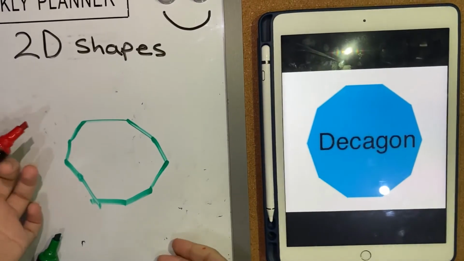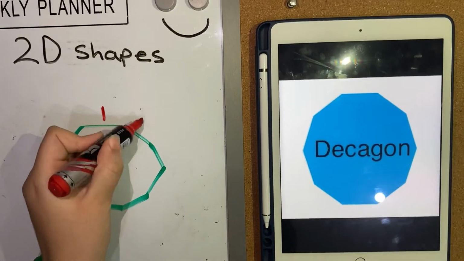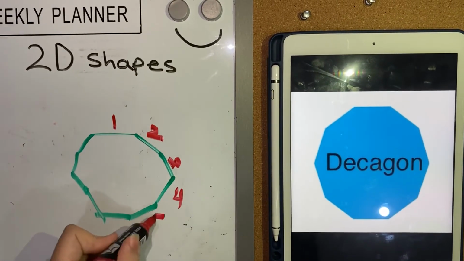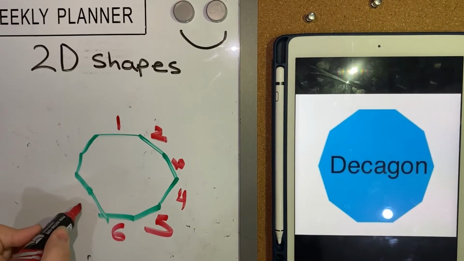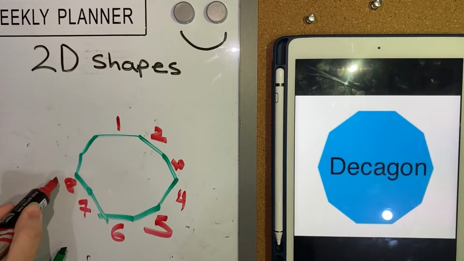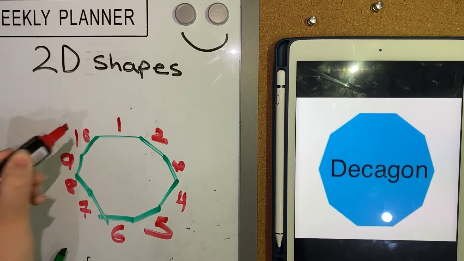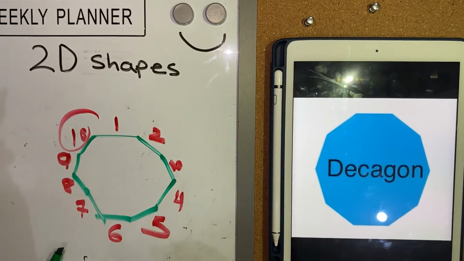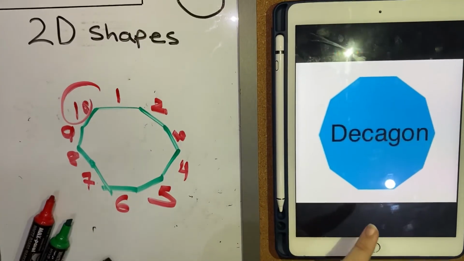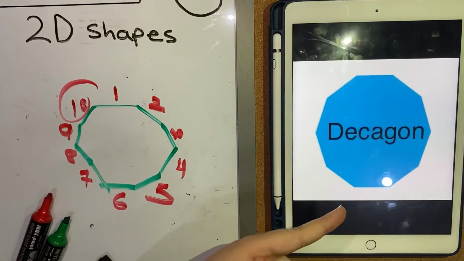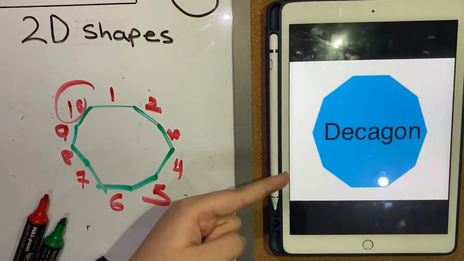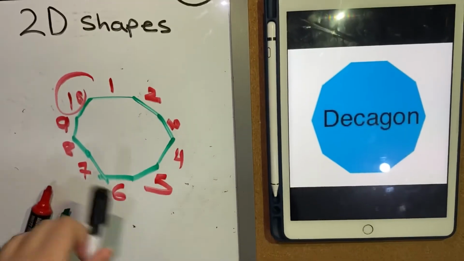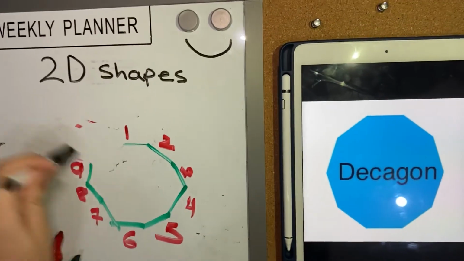Let's see how many sides it has. 1, 2, 3, 4, 5, 6, 7, 8, 9, and 10. So decagon has 10 sides. Okay, so decagon, memorize this. Decagon has 10 sides.